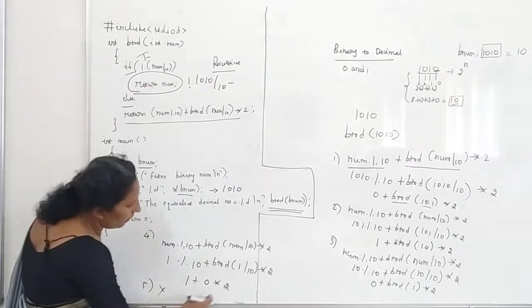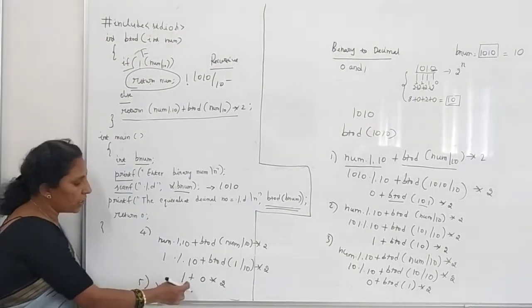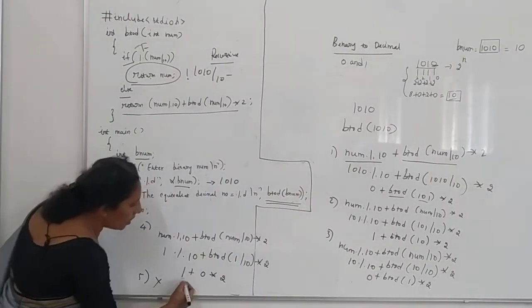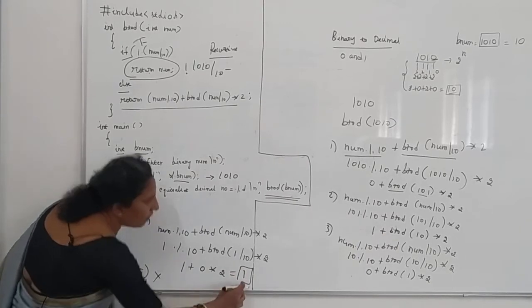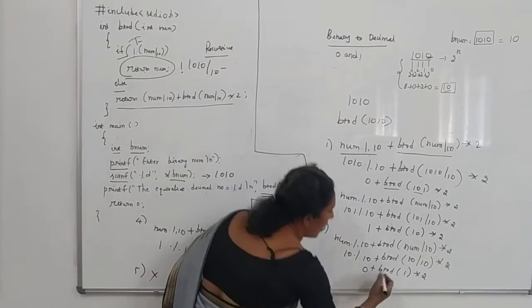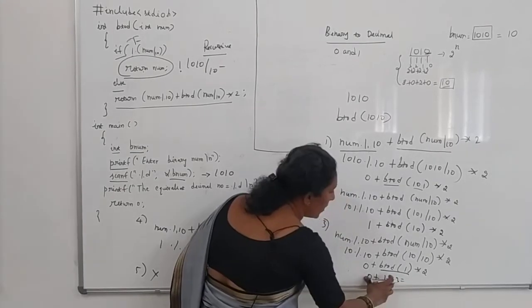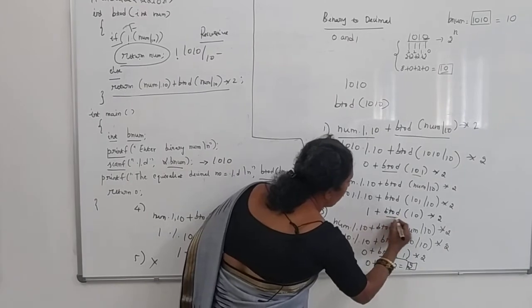Okay, since it is a recursive function, let me calculate the answer of each step and then we will get the value in step 1. Okay, 1 plus 0 into 2 is nothing but the 1. Okay, this 1 should be substituted here. So 0 plus 1 into 2. When you simplify this, I will get the 2. So this value I should substitute in the place of here.